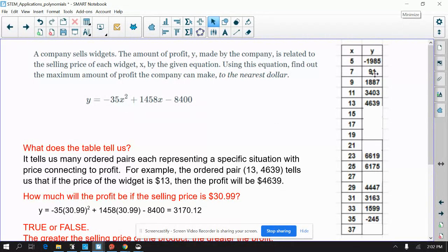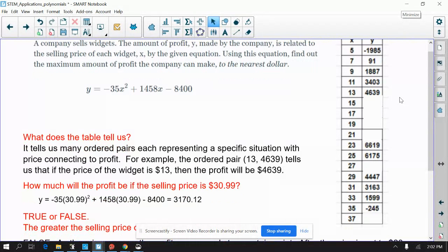So for example, this ordered pair, 7, 91, if we decide to sell our widgets for $7 a piece, we would make $91 in profit. But then if we decide to sell them for $9 a piece, we would make $1,887 in profit. And it may look like the bigger the selling price, the more profit. That's true for the first several ordered pairs. But then look at here.